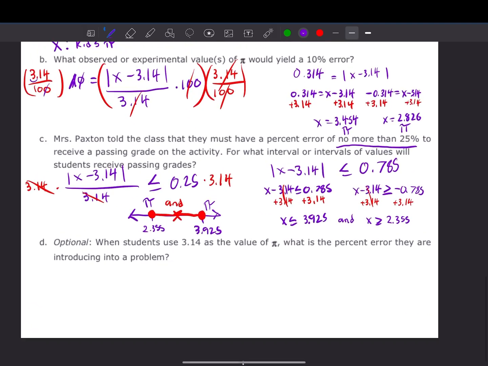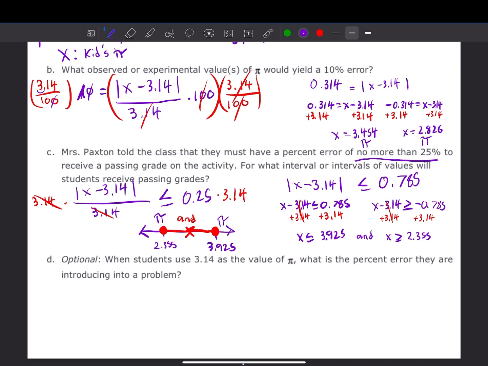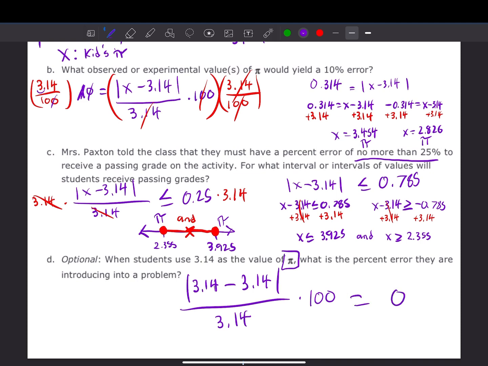The final statement, what happens when the students get 3.14 as their value of pi? What if they experiment, they measure, they observe, and they see that 3.14 is their exact value of pi that they're getting? Well, what happens? What's the percent error if they get it perfect, dead on the money? Well, there is no percent error, because 3.14 minus 3.14 is 0. Absolute value of 0 is 0. 0 divided by anything or multiplied by anything is just 0. If you hit it right on the money, we hit our target, the average, the theoretical, then 0% error.